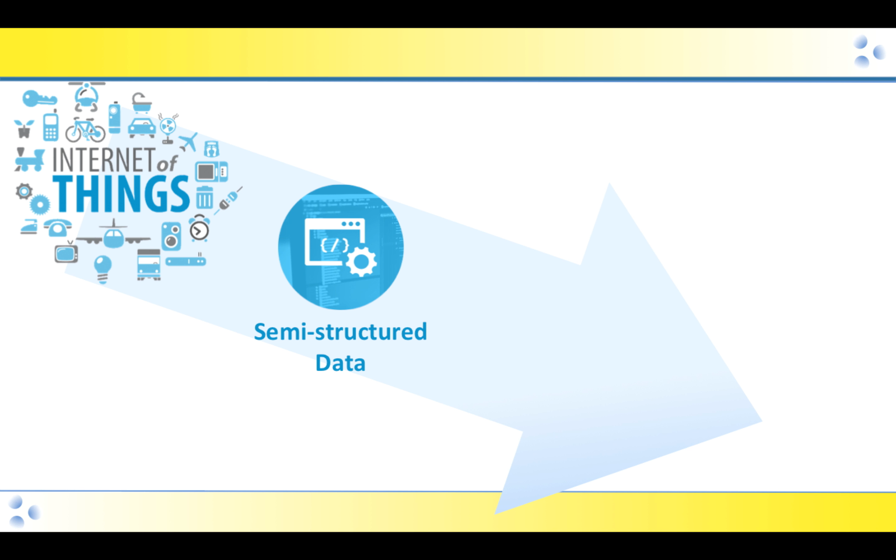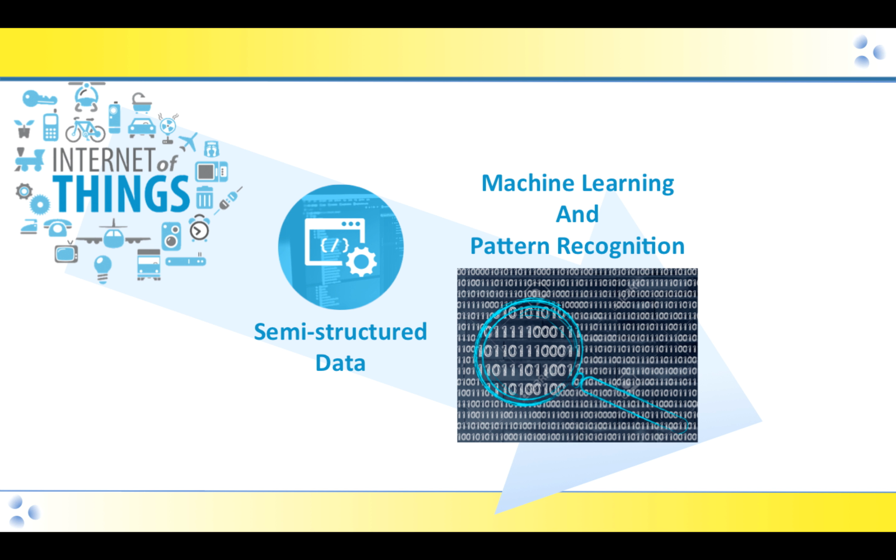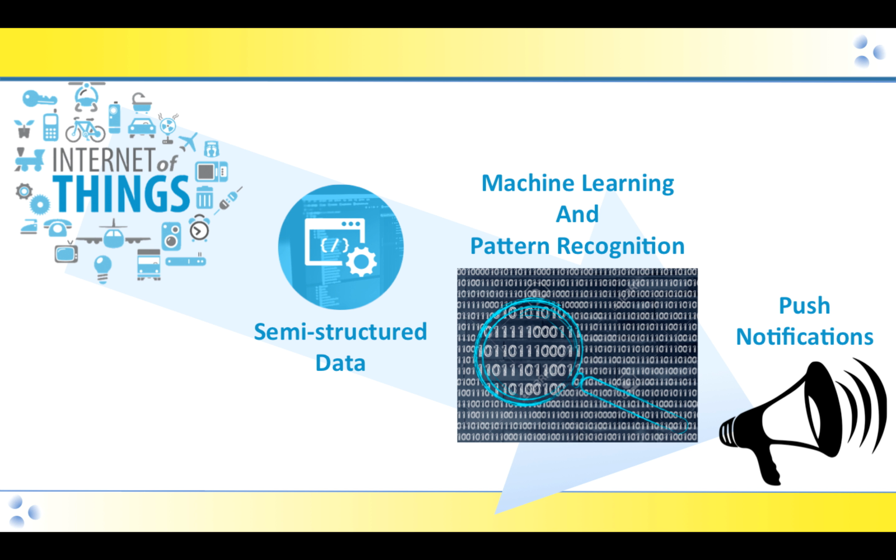The overall structure of this demonstration is going to start with something coming from an IoT device and the semi-structured data being transmitted to a hub, where I'm then going to use machine learning and pattern recognition in order to understand what that data means and how to use that to improve the efficiency of the resource. And then push notifications out to people that will need to make actions based on that data.